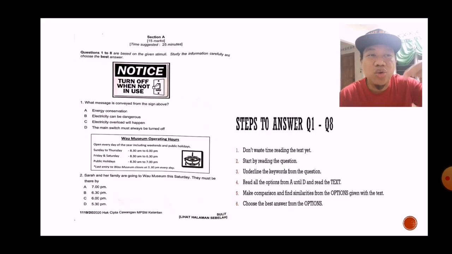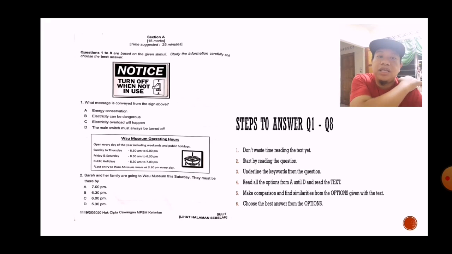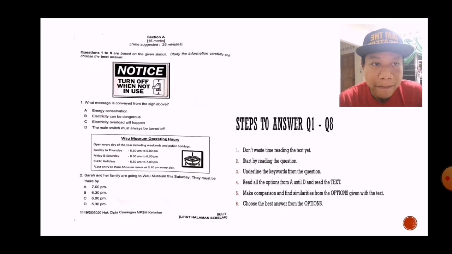However, there is another clue given in the text. Look at the text again. Last entry, Wow Museum closes at 5:30 p.m. every day. Waktu terakhir masuk ke Wow Museum adalah pada 5:30 petang every day. So it means there's only one answer now. C is wrong because C is 6 p.m. So the answer is obviously D, 5:30 p.m. I hope everyone can get the correct answer.